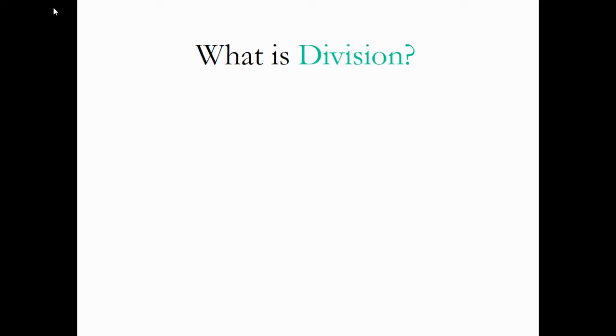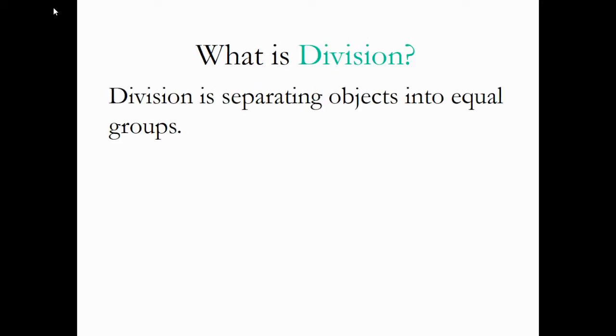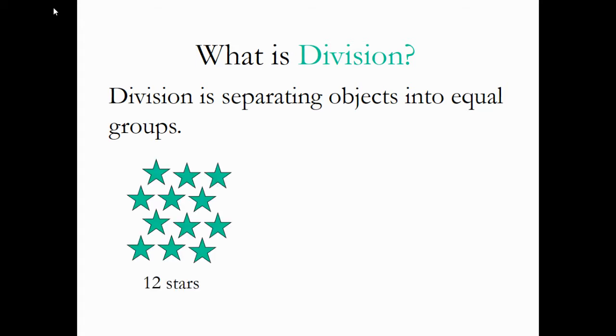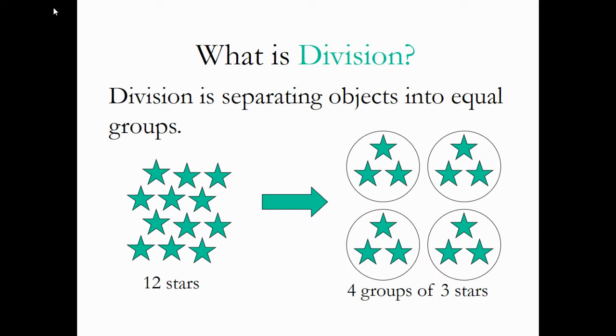So then what is division? Division is separating objects into equal groups. This time I'm starting with the big pile of 12 stars and I'm dividing or separating them up into groups. 12 divided by 4 equals 3.